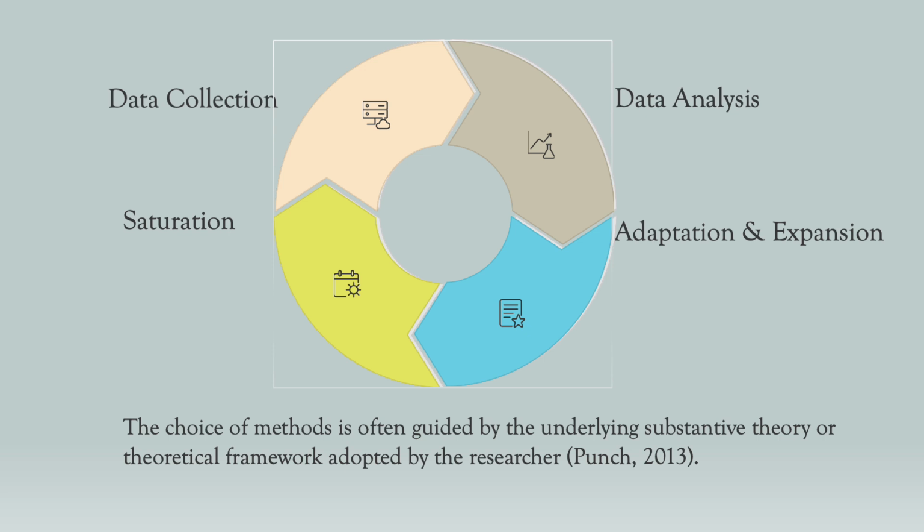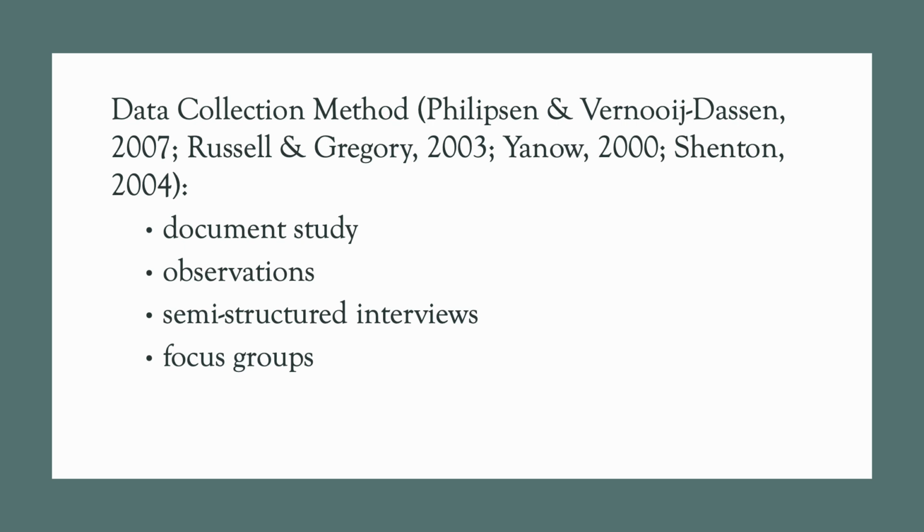Qualitative methods operate under a different research paradigm than quantitative research. While quantitative research is often associated with positivism, qualitative methods are aligned with paradigms such as constructivism or interpretivism. The choice of which methods to use can be based on the specific substantive theory or theoretical framework that the researcher is using. The most common methods for collecting qualitative data are the following: document study, observations, semi-structured interviews, and focus groups.